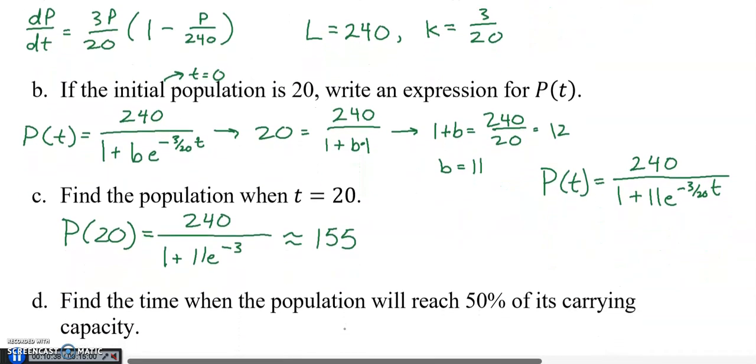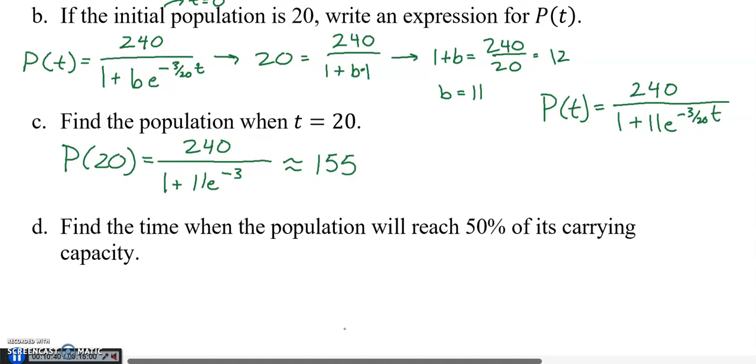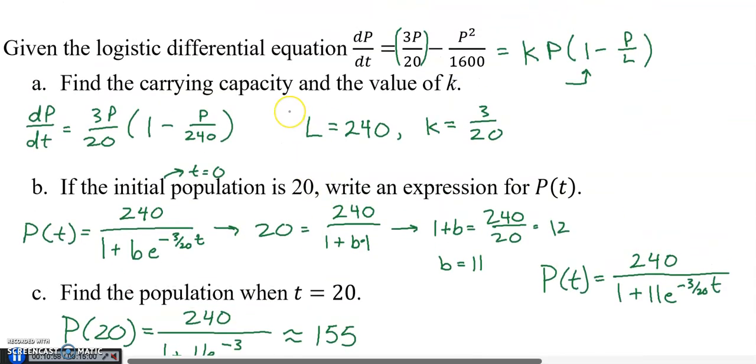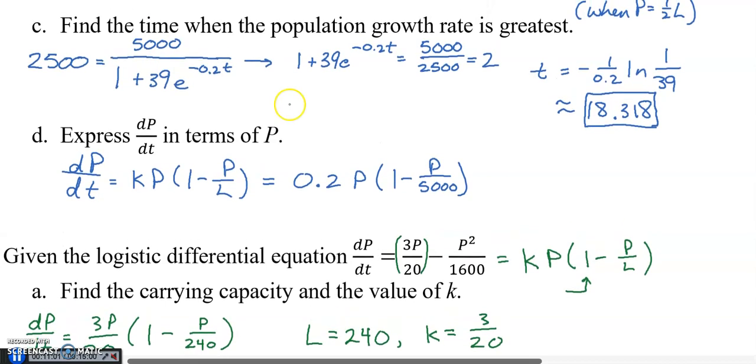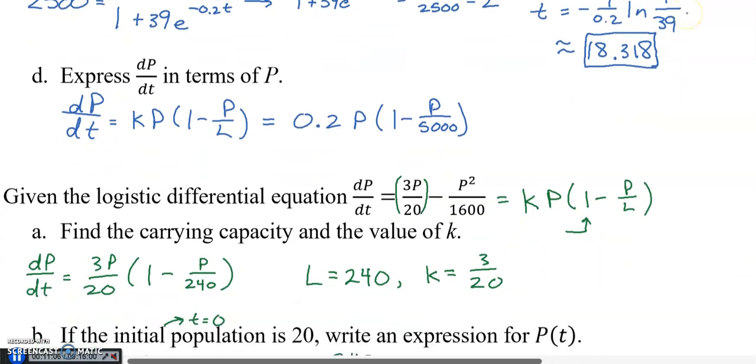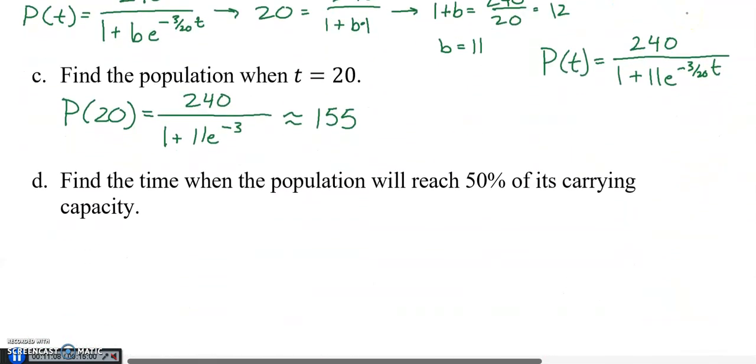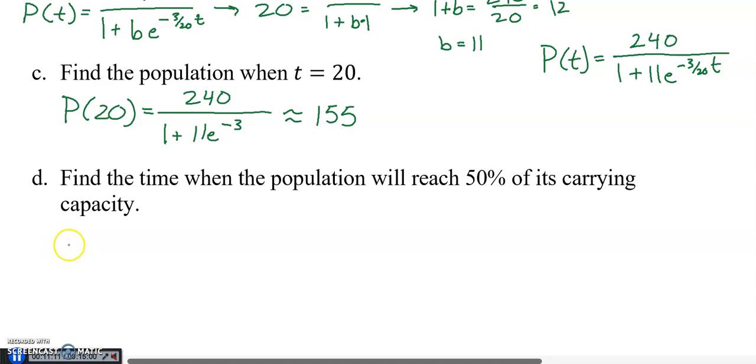So what else do we have here? We have another question about finding the time. This time it says when the population will reach 50% of its carrying capacity. Okay. Notice that that's exactly the same question they asked before, even though they used different words. When I say they, I mean I wrote this question. So up here I said when the population growth rate is greatest, but that means when p equals 1/2 L. So this is really the same question, just with this new function. So half of the carrying capacity is 120.